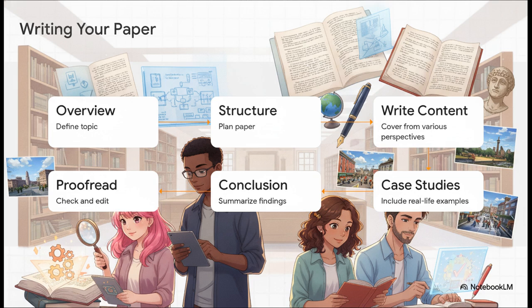Step 5 is your conclusion, summarizing everything. And Step 6, which so many exhausted students skip, proofread. Following this exact flow keeps everything organized and your argument super sharp.